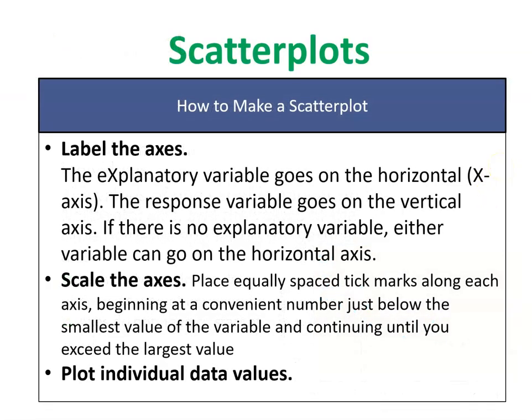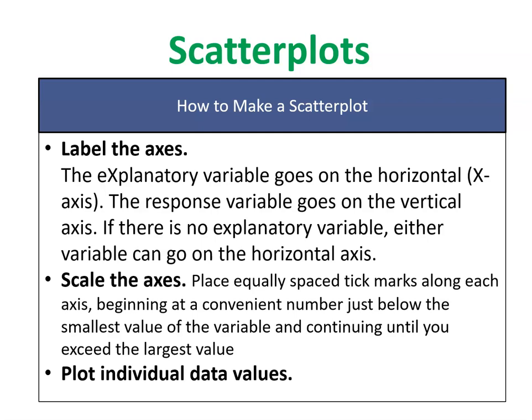When you're making a scatter plot, here are the steps that you're going to do. First thing, you want to label your axes as far as names. So the explanatory variable goes on the horizontal axis. Easy way to remember that: explanatory has an X in it. And the response variable goes on the vertical axis. If there is no clear explanatory variable, then it can go in either place.